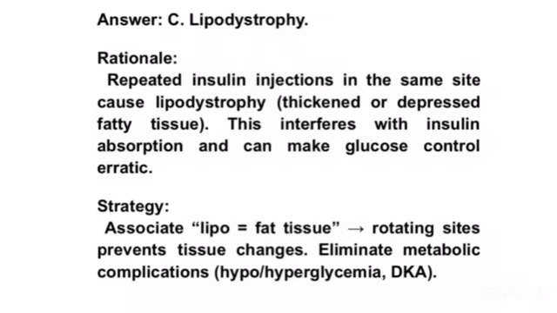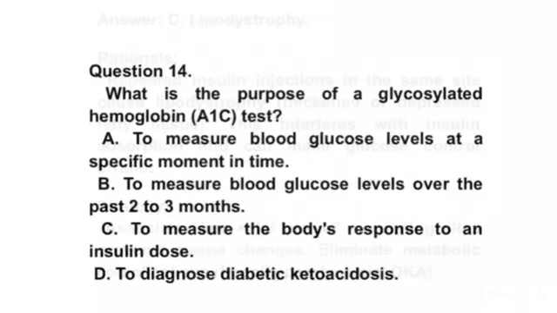Lipodystrophy. Rationale: repeated insulin injections in the same site cause lipodystrophy, or thickened or depressed fatty tissue. This interferes with insulin absorption and can make glucose control erratic. Strategy: associate lipo equals fat tissue. Rotating sites prevents tissue changes. Eliminate metabolic complications, hyperglycemia, DKA.